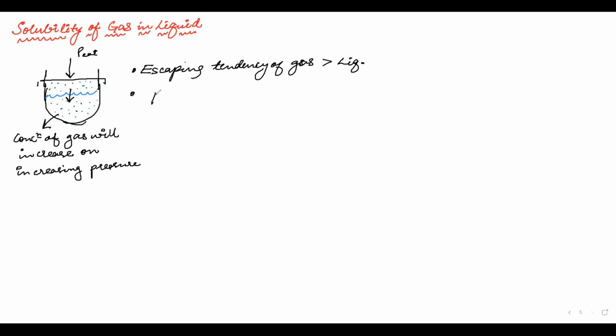Hence, I can say that pressure is directly proportional to, now the concentration term that has been taken here is mole fraction. So pressure is directly proportional to mole fraction, and then we can imply that pressure is equal to some constant. This constant is known as Kh, which is Henry's constant, multiplied by mole fraction.